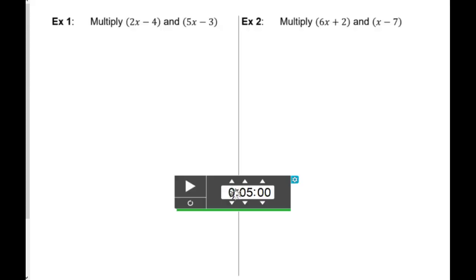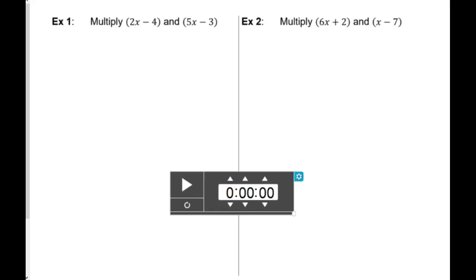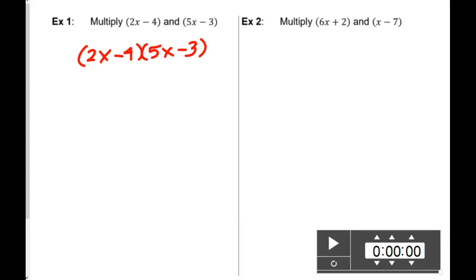Now, example 1. It says multiply those 2. Now, I'm going to rewrite it because I want to see it the way you're going to see it on your assignment. They're just going to be sitting next to each other. 2x minus 4, and then 5x minus 3, sitting next to each other. Cool. Now, here's the deal. Do y'all remember from Algebra 1 or maybe Geometry, FOIL or box method? Have y'all heard that before? Okay. Now that works. It can work for pretty much anything. Usually that's just for 2 binomials like this.